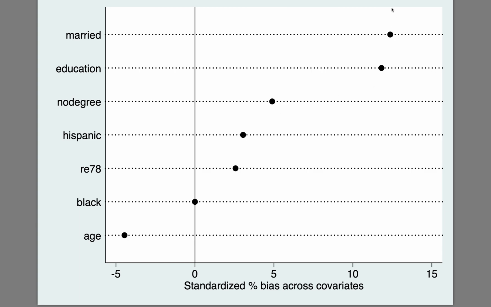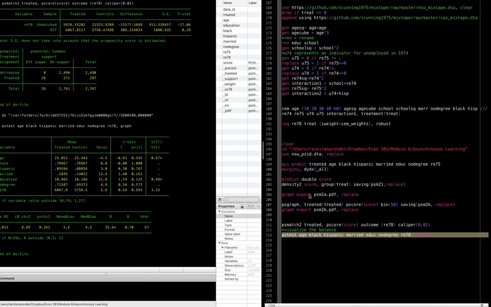But you still got education and married having a high percentage of bias across covariates and age having a negative bias. So we can still tell after all of this effort that we put into matching, we still have a percentage of bias across the covariates, but at least they're closer to the same as the experimental treated group.